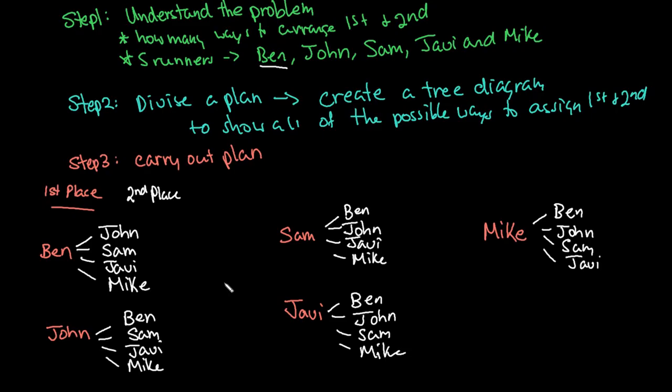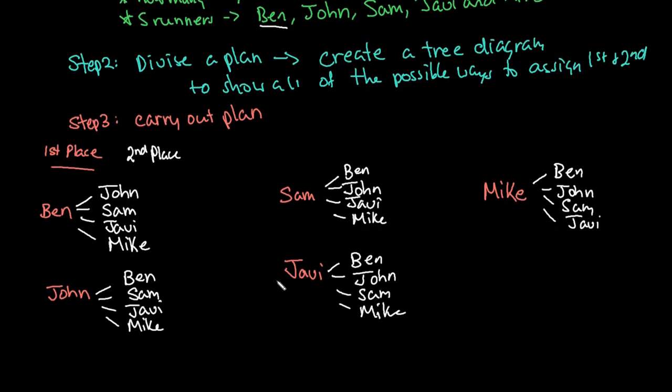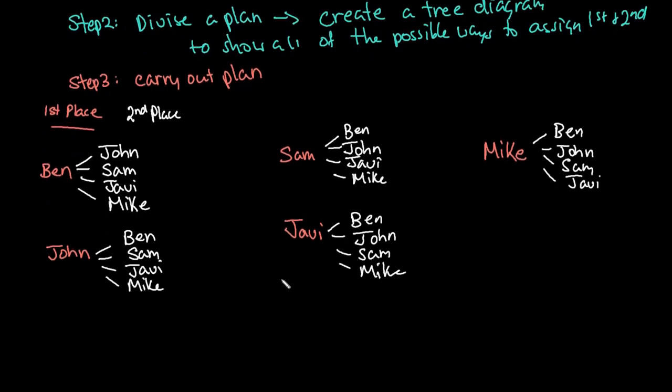So basically what we did is we just looked at a tree diagram to help us see all of the possible combinations of first and second place. So now we want to know the total, and basically what we have is 5 different people who could come in first place times 4 different people who could come in second place. So we have a total of 20 different arrangements.